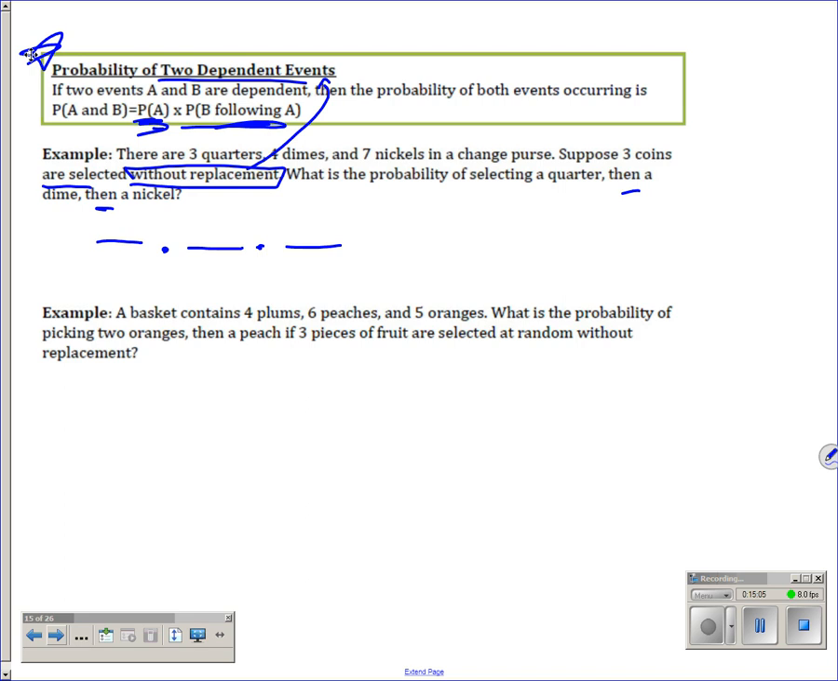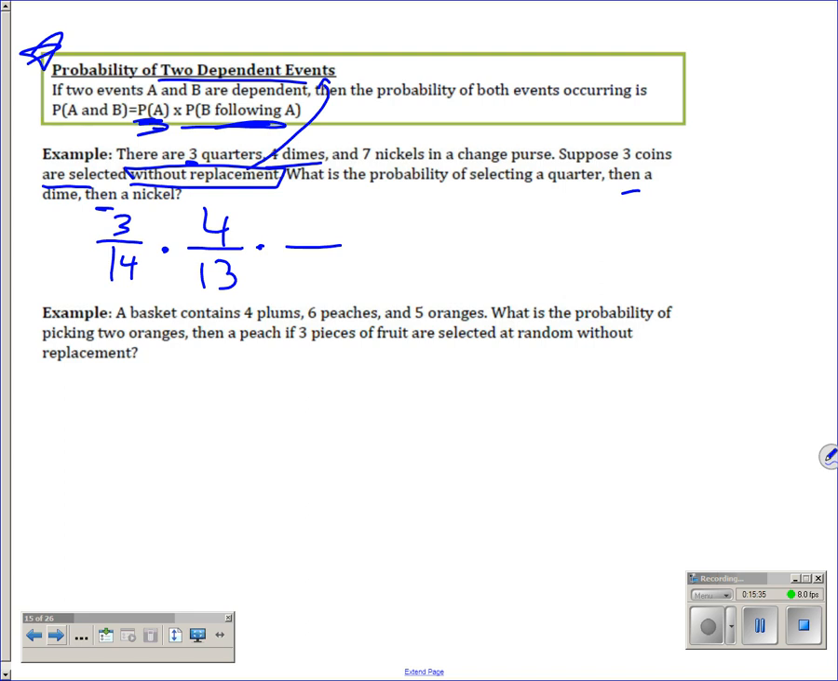So let's start with a quarter. What's the probability of getting a quarter? 3 out of 14, because you have 3 quarters and there's 14 total. All right, what's the probability of getting a dime then? Yes, we have 4 dimes. I've kept that quarter. I'm not replacing it. I'm not putting it back. So now instead of out of 14 coins, I'm out of 13 coins. That's what it means to be dependent. The denominator changes.